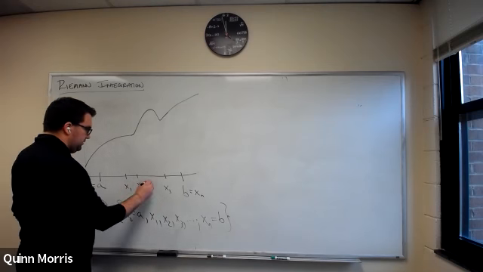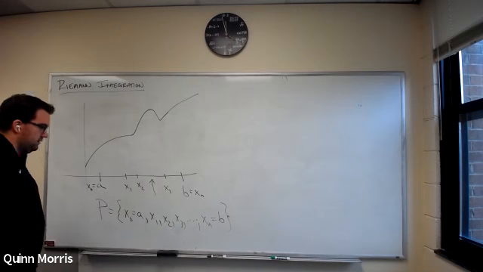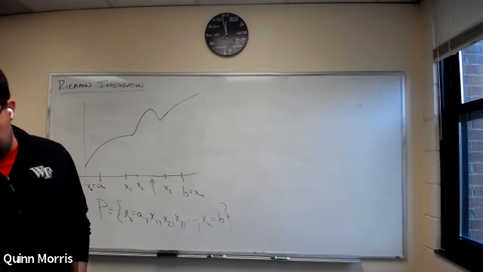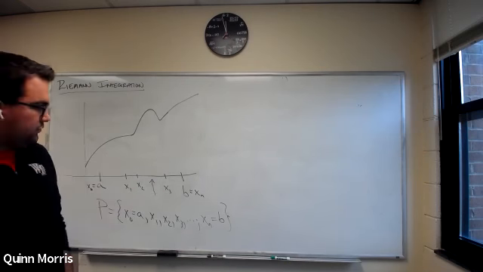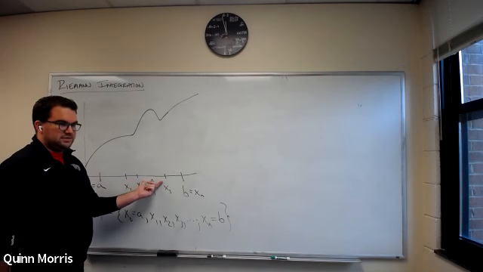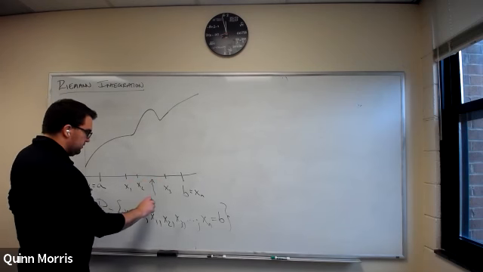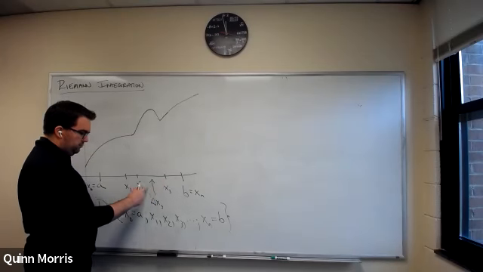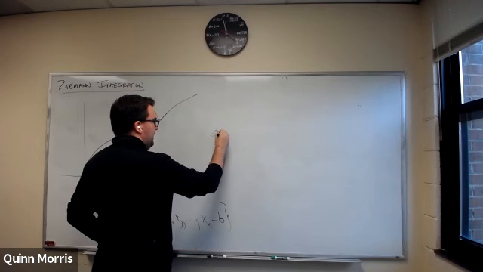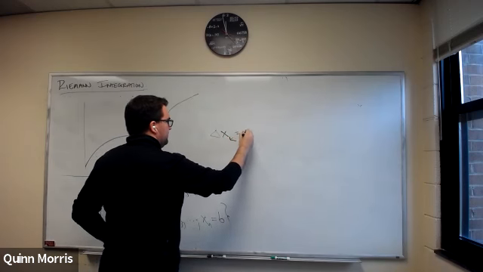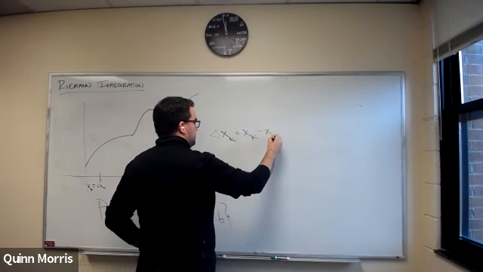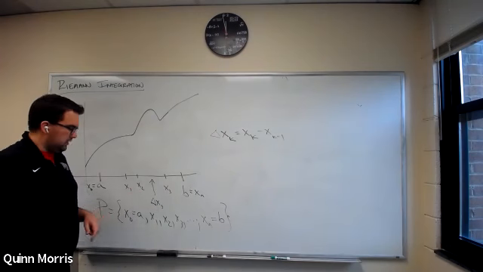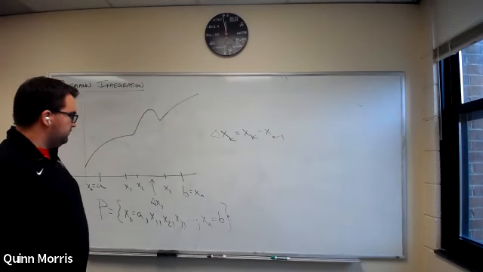Now, once I have that partition, I can think about each of these little bases. In particular, let's say I look at the piece between x2 and x3. I might want to refer to the width of this interval, and I would call this delta x3. So it's always the upper one. In general, delta xk is just xk minus x(k-1). So it's the difference between the upper and the lower one, the width of that interval.